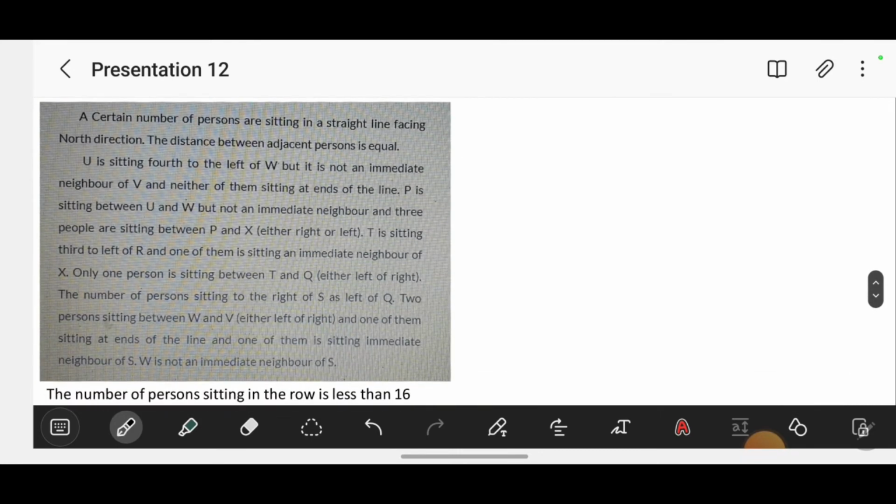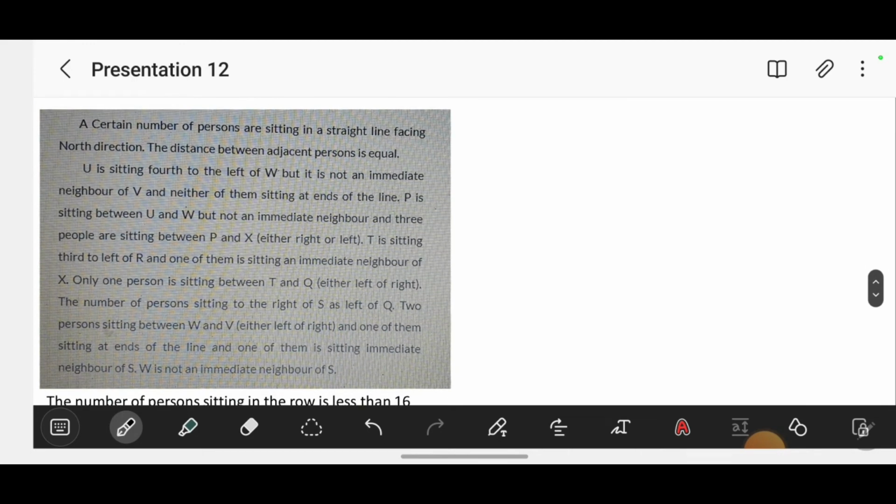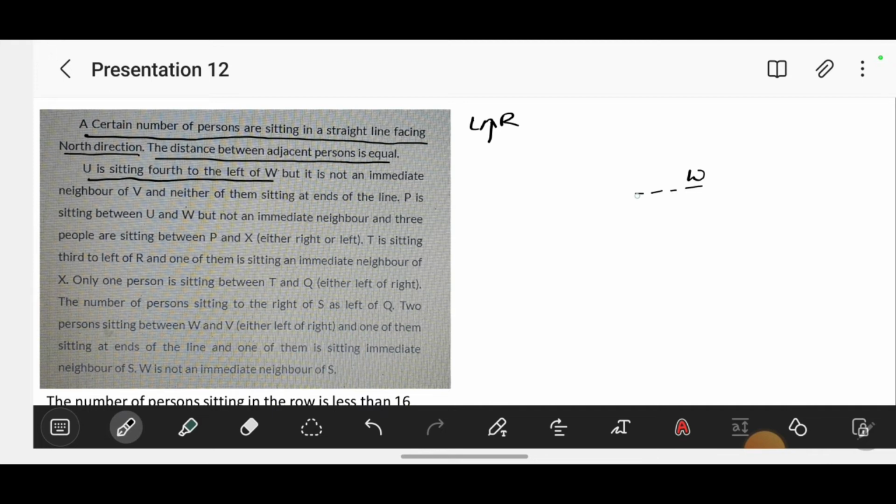Right. Okay, see this. He is saying a certain number of persons are sitting in a straight line facing north direction. Take north direction, left, right. The distance between H and persons is equal. Next, U is sitting 4 to the left of W. If W is here, U should be here. Take 2 cases for this.